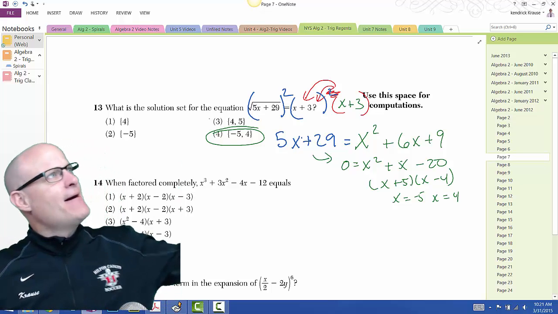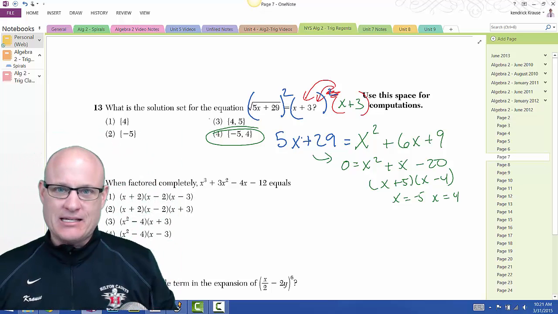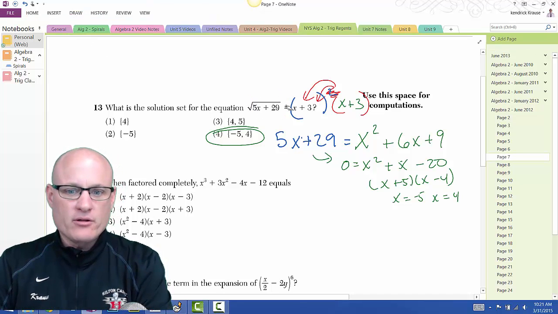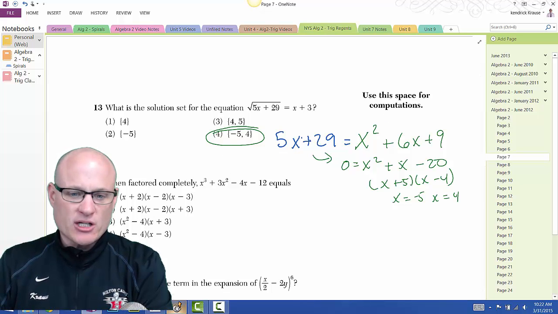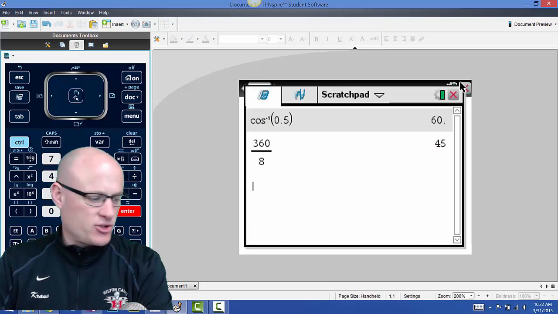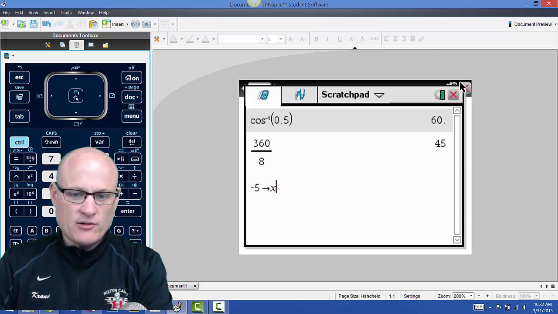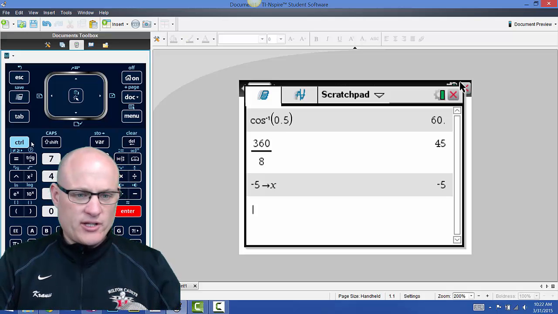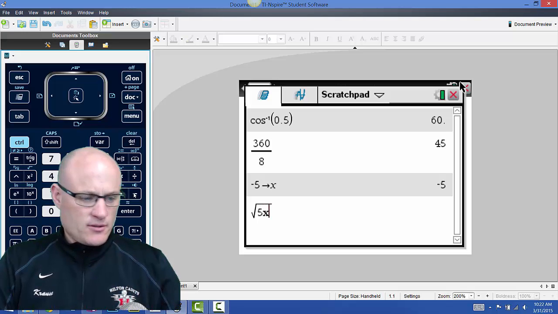Come on! You know your teacher told you have to check these. You know it! Oh, I know, I'm a little animated today. I apologize. You have to check your answers, children. Check them. So, first answer I'm going to check is, what did we get? Negative 5. Negative 5 store to x. Oh, and then enter. And then I'm going to say, oh, let's take the square root of 5x plus 29. And what do I get? What do I get? 2.